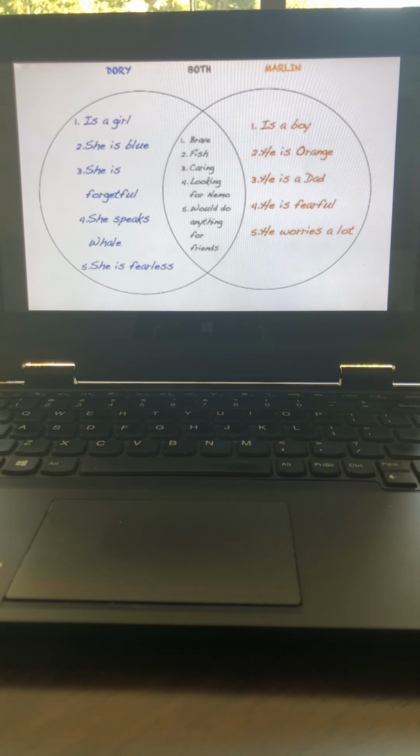So now let's look at our finished product of our Venn diagram, with the similarities and differences between Marlin and Dory.